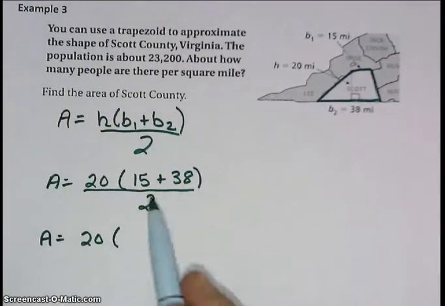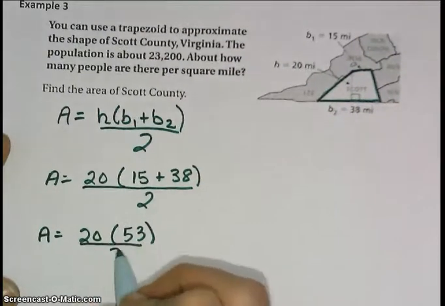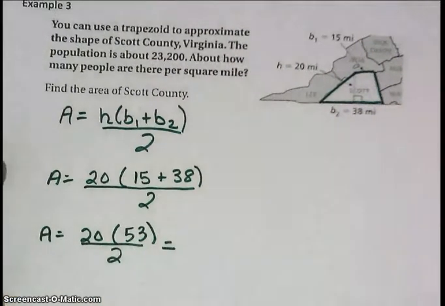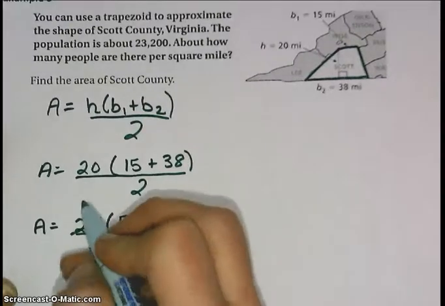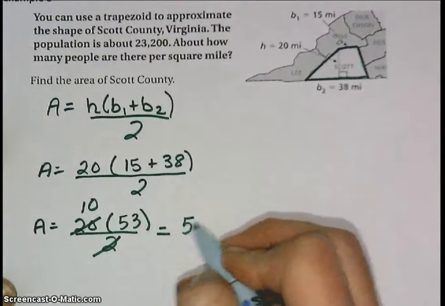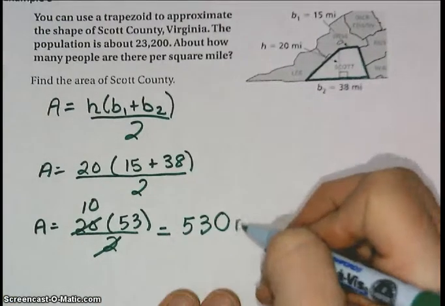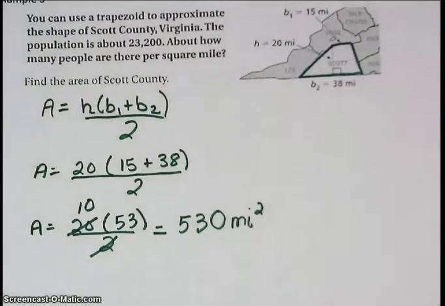And then I have 15 plus 38 will give us a total of 53 all over 2. And then, yes, we can cross cancel. 2 goes into 20 10 times. So now I have 10 times 53. So 53 times 1 is 53. And then I have to add a 0. So the area of Scott County is 530 square miles.